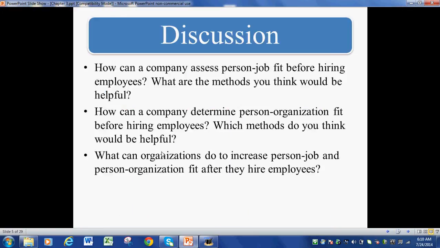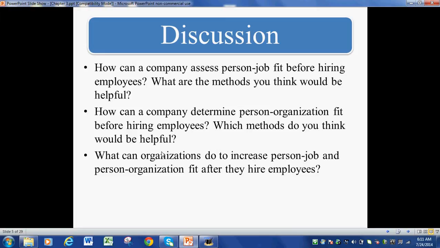So just a quick discussion. They ask, how can a company assess person-job fit before hiring the employees? Typically, I'll skip by the discussion questions, but wanted to mention a couple of these. I want you guys to think back what type of assessment tests you've taken before being hired by an employer. I've taken the Wonderlic test, which I think is a very good test for employers to use. Maybe a little tough, but I think it's a very good assessment tool.